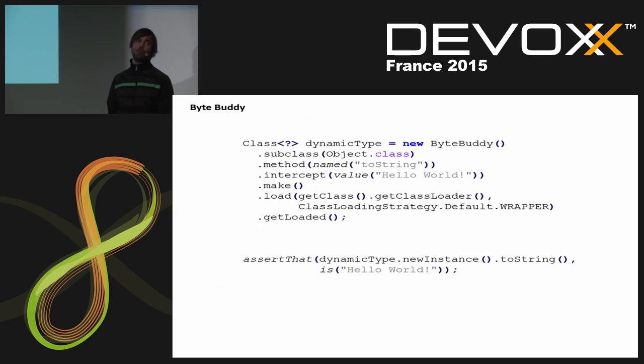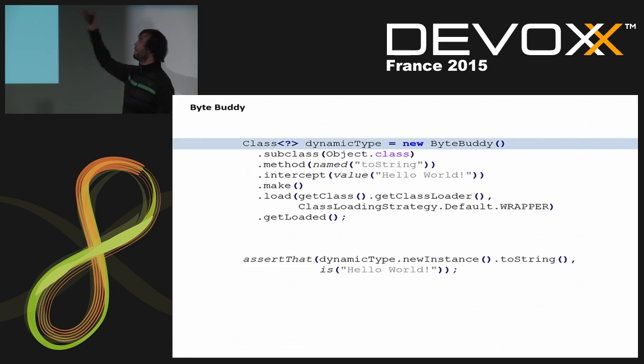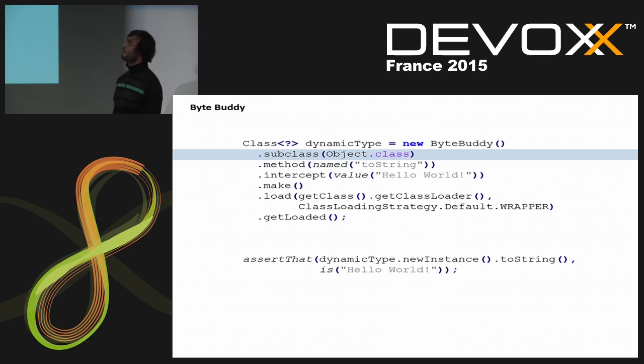The library I wrote is called Byte Buddy. And if you look at this code here, I hope you can all understand what the code is doing. Well, but let's step through it. Byte Buddy works by more or less creating something that is a configuration instance, which is named Byte Buddy. And then we tell it to subclass something. In this case, we subclass object.